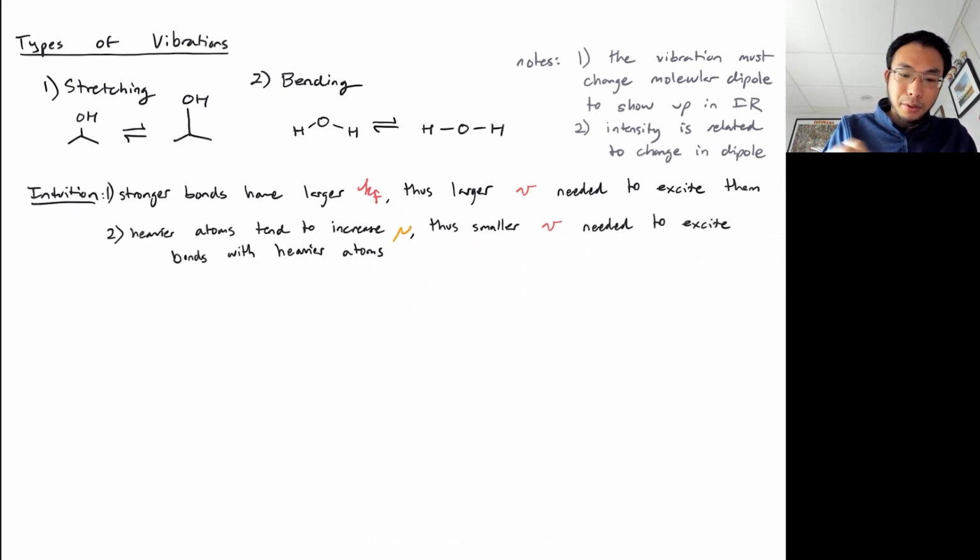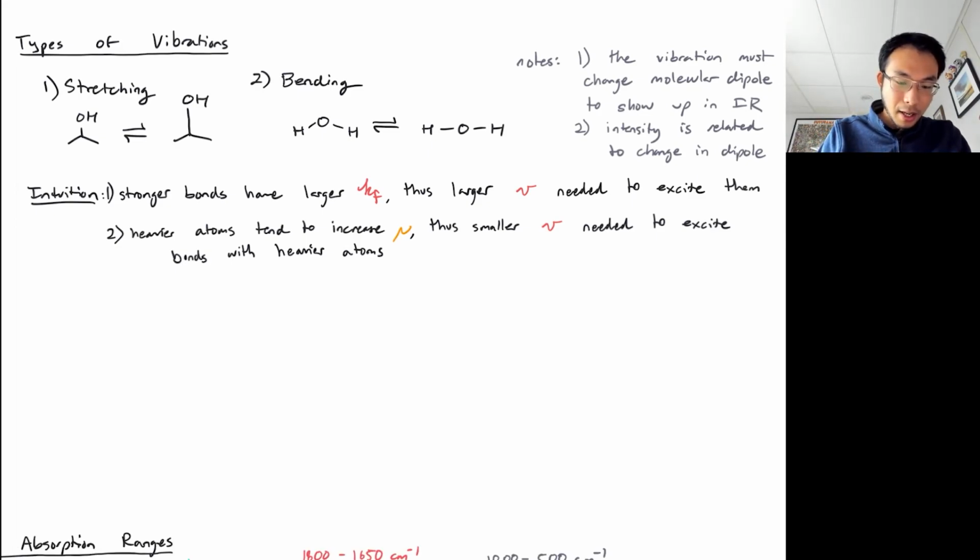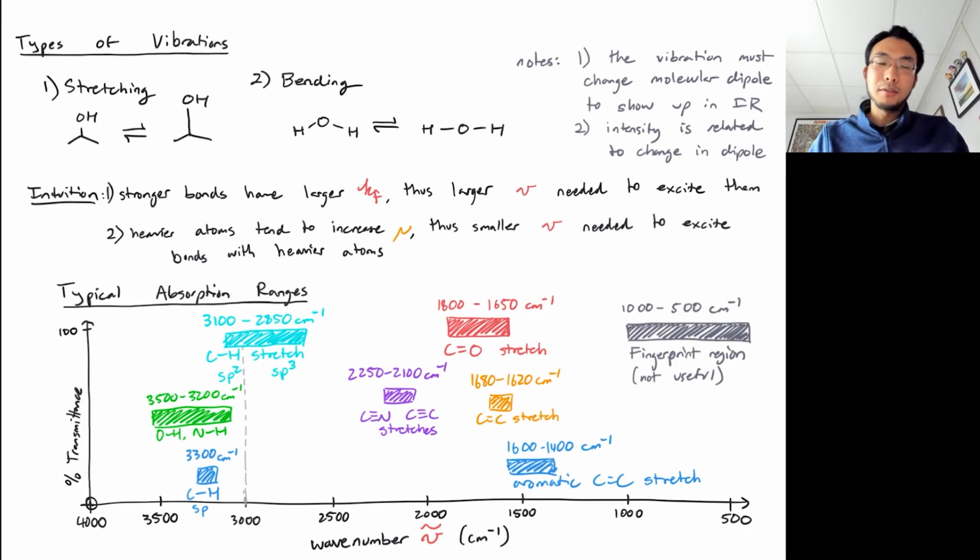I'm going to pull up our two pieces of intuition about bond strength and bond weight again, and then also this table of very typical absorption ranges for IR. So let me walk you through what's going on here. The x-axis is presented in what's called a wave number. So it's a frequency term, but specifically it's given in inverse centimeters, and that's called wave numbers. You'll see it represented with this kind of a tilde over the frequency here.